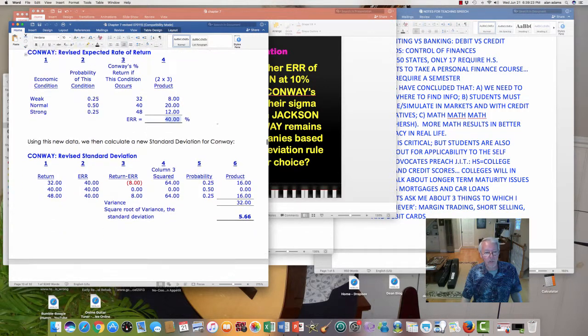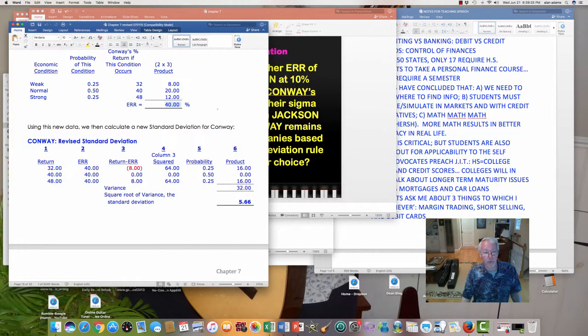I then use that data to come up with a new standard deviation. Instead of 17.68, I'm going to keep 3.54 for Jackson, but Conway will change up. There are the new returns, there are the new calculations, and there is my new standard deviation. Okay, so Conway has been revised to 5.66.